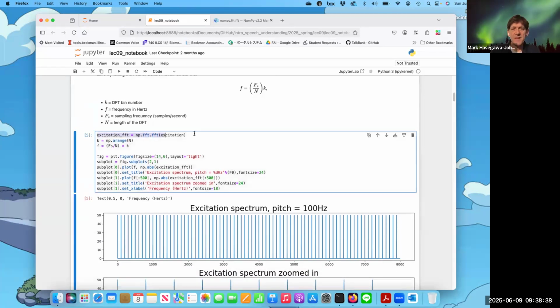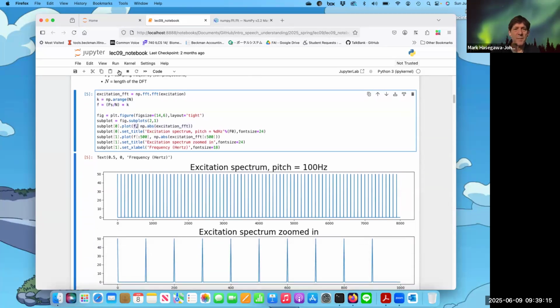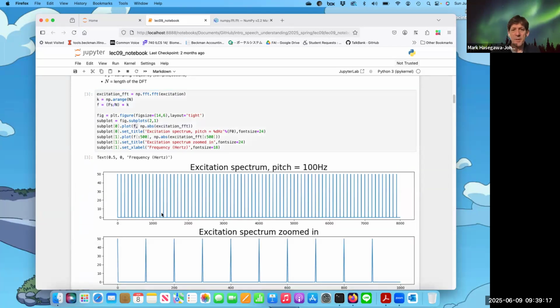And so I'll create the FFT of the excitation by just typing np.fft.fft. And that takes the input time domain signal and generates as an output a complex valued vector where the kth sample of that vector contains a complex number whose magnitude and phase are the magnitude and phase of that original signal at the frequency f, which is Fs times k over N. And so I can plot that as a figure. I can plot the absolute value of the FFT of the excitation as a function of f, the frequency in hertz. And that should show me the excitation spectrum with a pitch of 100 hertz.